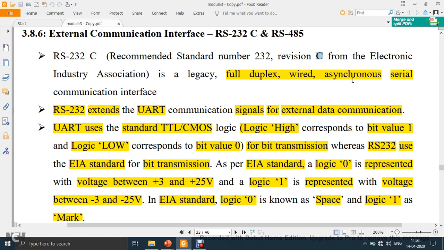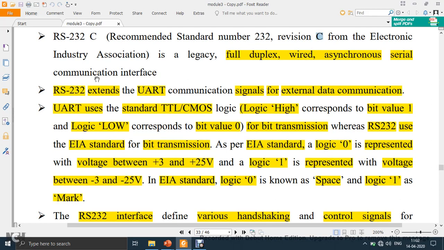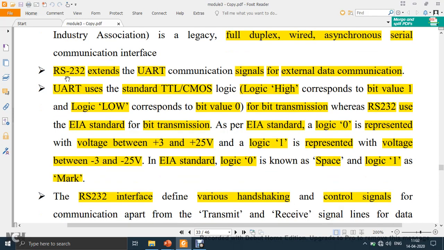Again, it is wired asynchronous serial communication. So it is full duplex wired asynchronous serial communication. It is serial, 1 bit at a time. Since it is full duplex, there are dual channels for communication. Next, what RS-232 does is it extends the concept of UART.